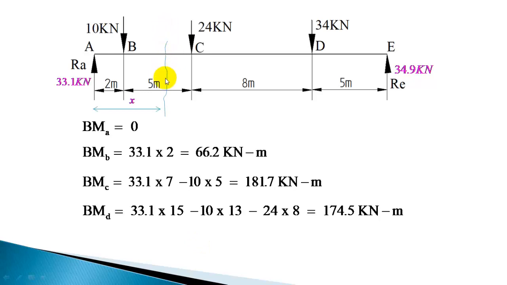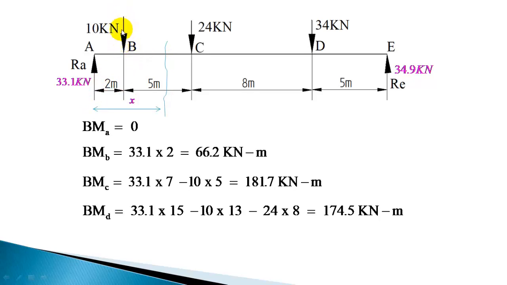Now let us also calculate bending moment at any section, say at a distance x. The bending moment at a section at a distance x is 33.1 into x clockwise moment. Okay, this 10 will produce an anti-clockwise moment, so minus 10 into the distance, which is x minus 2, so minus 10 into (x minus 2).